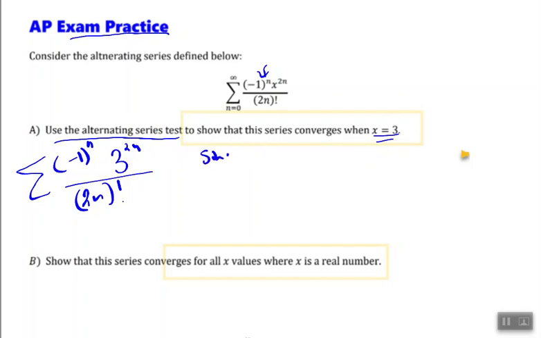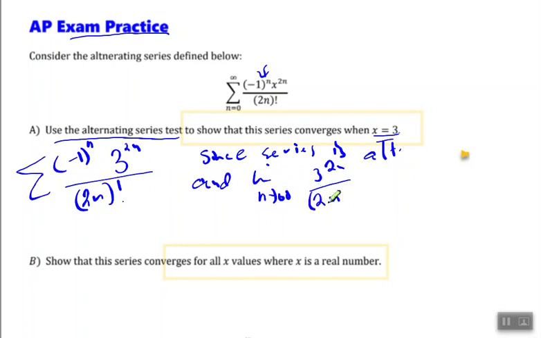So since the series is alternating, and the limit as n goes towards infinity of, and I'm just going to use the non-alternating part, 3 to the 2n over 2n factorial equals 0.